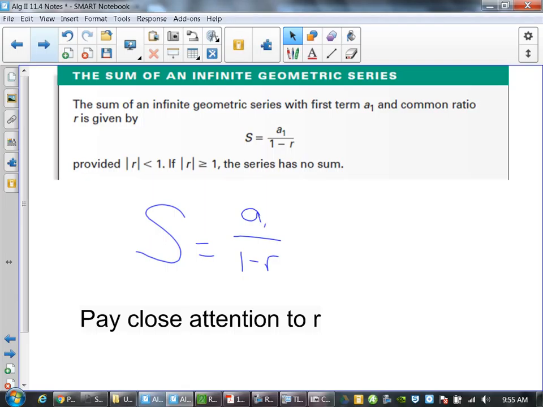Now, the big deal here is that the absolute value of your rate has to be less than 1. Just like the example we had a second ago, remember how we had a rate of 5? That would not have an infinite sum. Whereas if your rate was between 0 and 1, you're going to be okay. If the rate is greater than 1, it's not going to work. It has no sum. That's why I put a note in here about paying close attention to r.